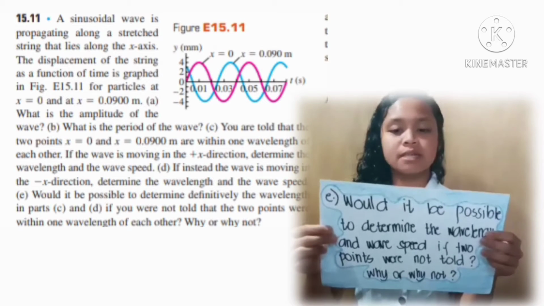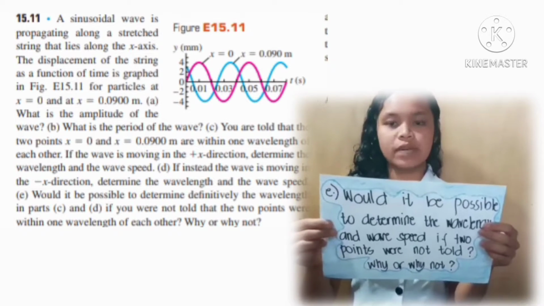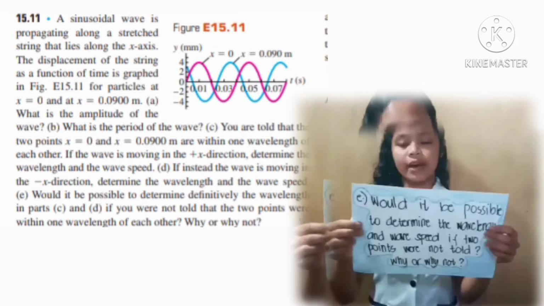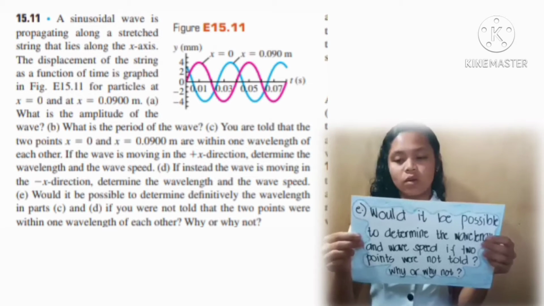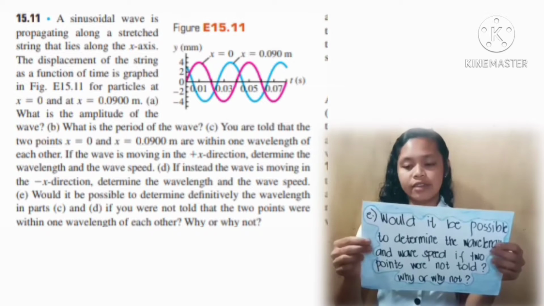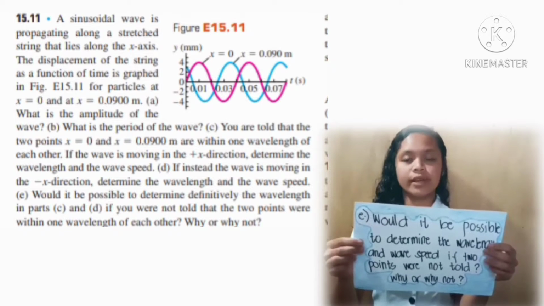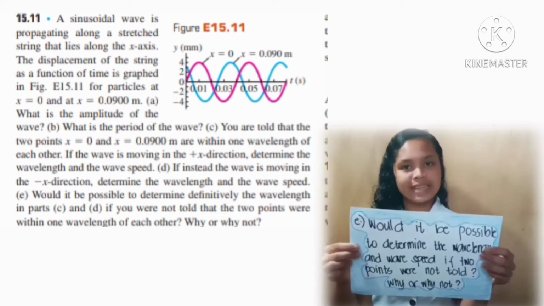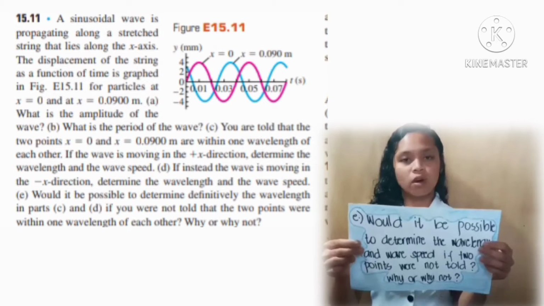The last question is: would it be possible to determine the wavelength and the wave speed with the points x equals 0 and x equals 0.900 meters? So that's the problem that we are going to solve. Today, I will identify the problem and the formulas to be used. There are a couple of equations that we need to use.